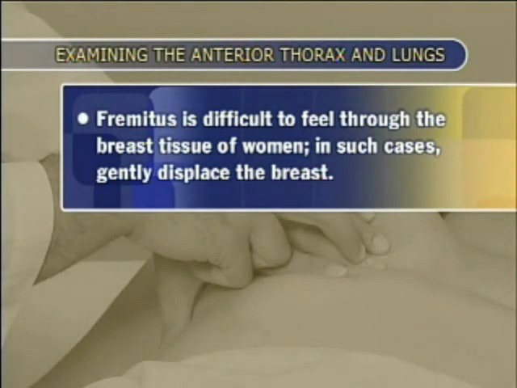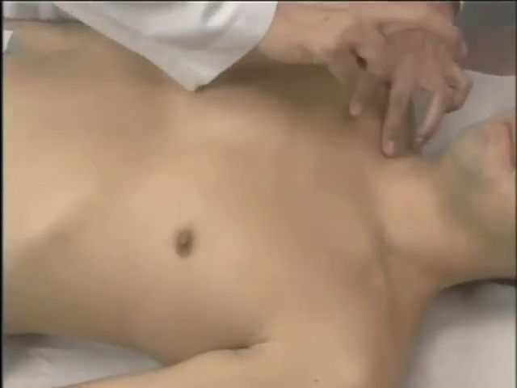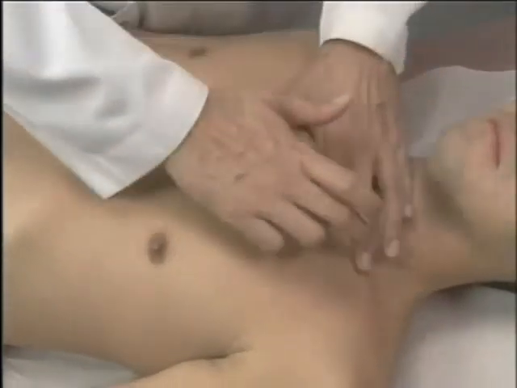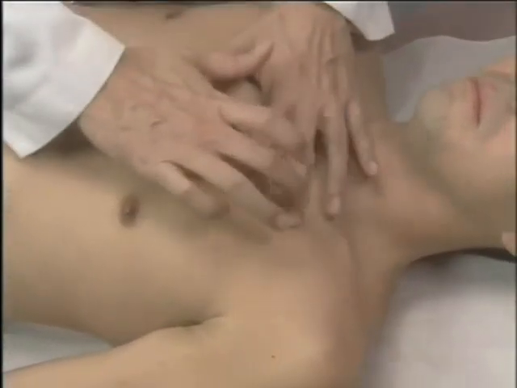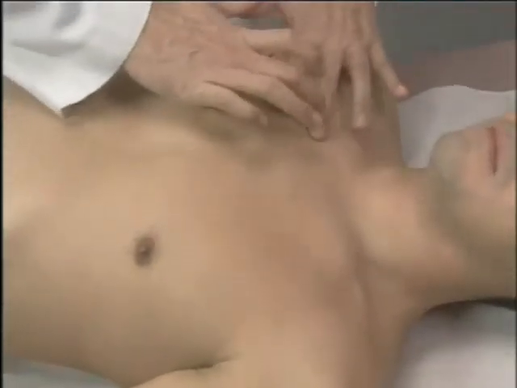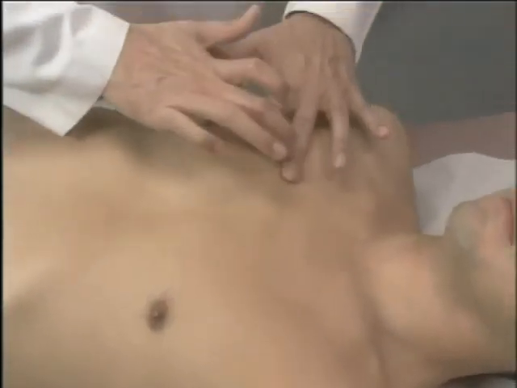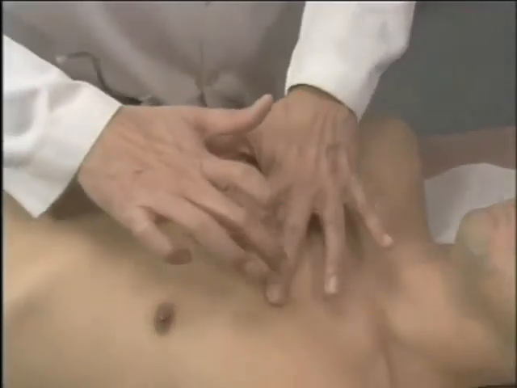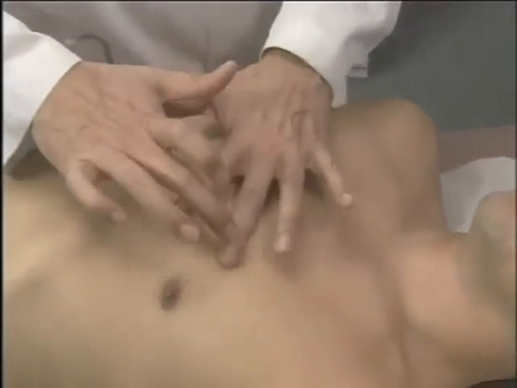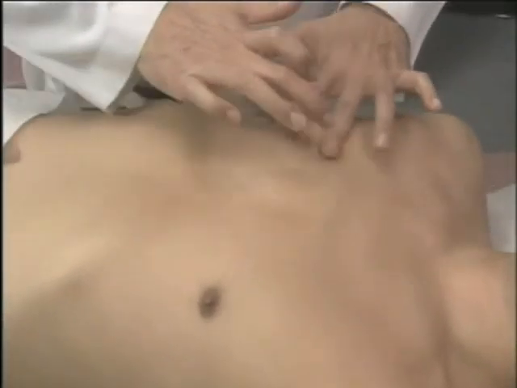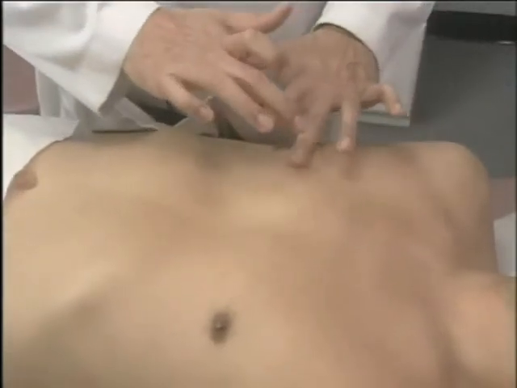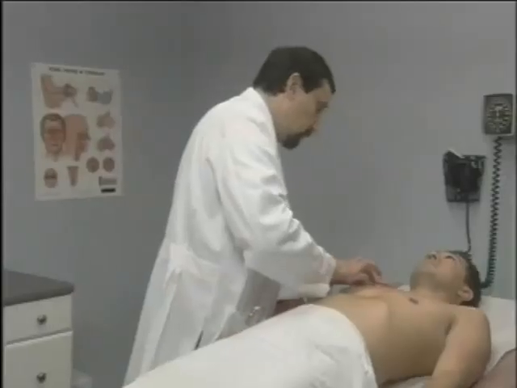displace the breast. Next, percuss the anterior thorax in symmetrical areas, proceeding from the supraclavicular area down to the sixth rib or below. Again, compare both sides. Identify your percussion notes and their locations. You should hear resonance over the anterior lung fields.